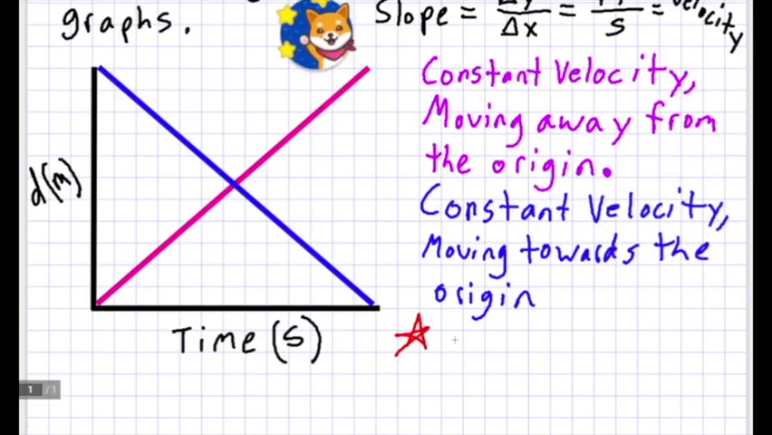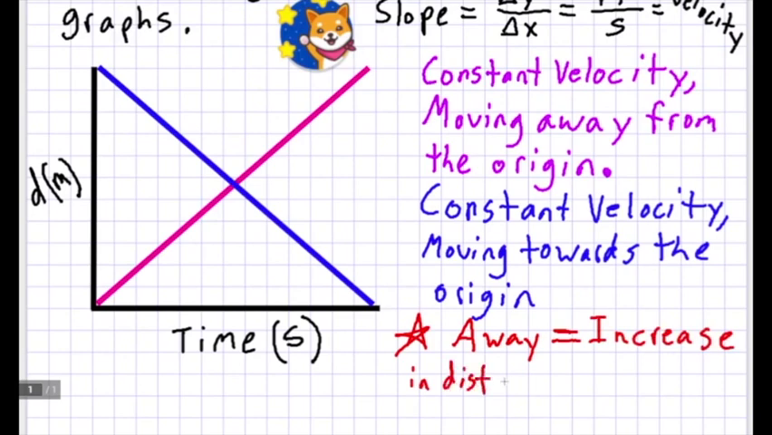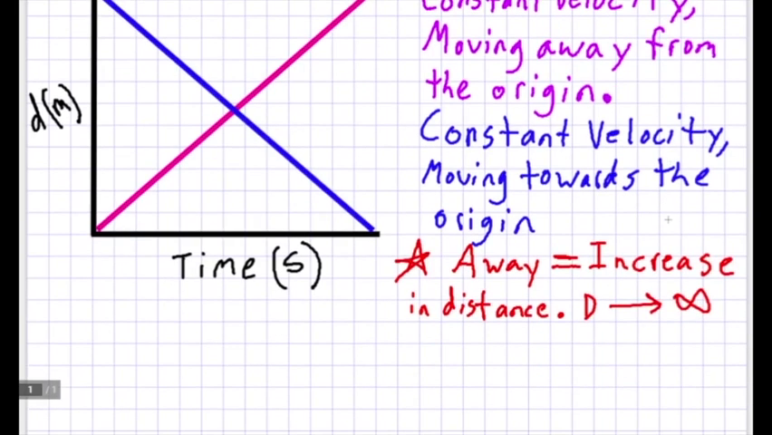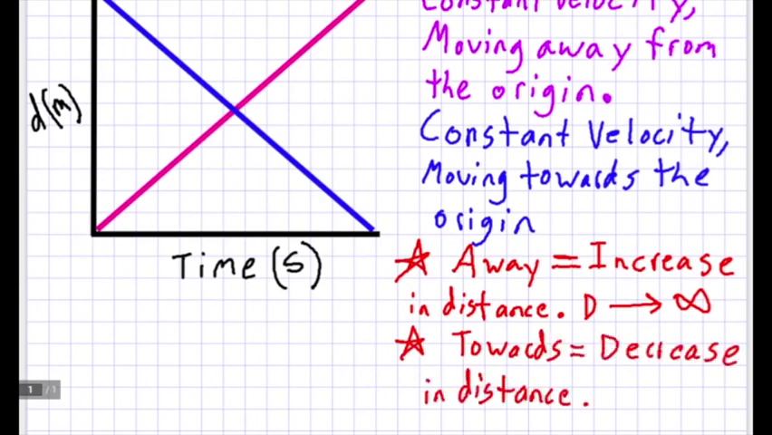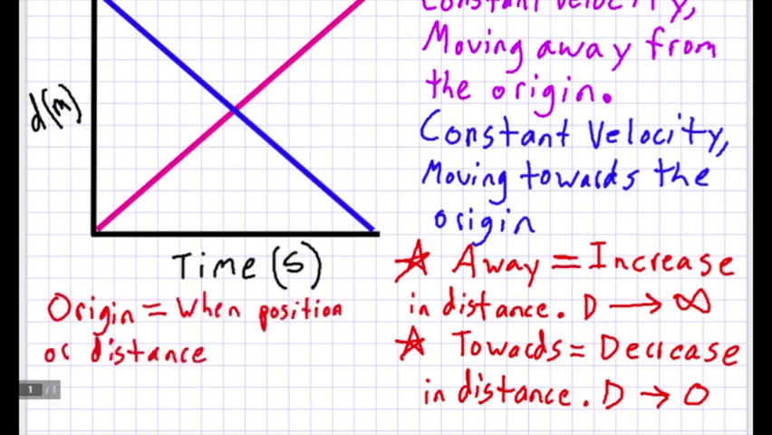Summarizing what we just talked about, we can classify distance increasing as moving away from the origin. In other words, when our distance approaches infinity or moves away from 0, that means that our object is moving away from the origin. Oppositely, when our distance decreases or our distance is getting closer and closer to 0, we can classify that as moving towards the origin. The origin is just the place where distance is equal to 0 meters. When looking at a motion graph, that would be where the y and x axes intercept, meaning that y is equal to 0 meters.